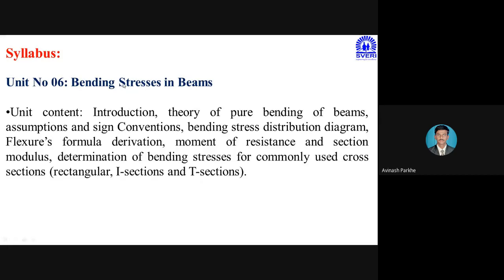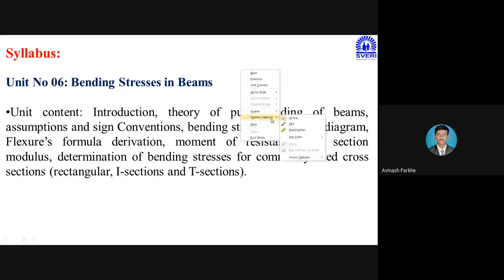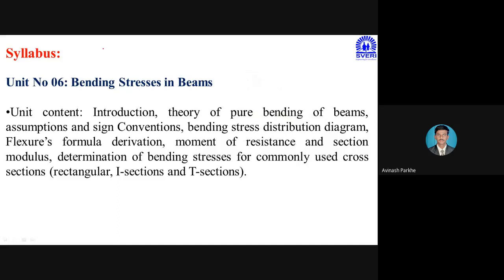We have to derive one formula, and that formula is called the bending stress formula. So which formula do we have to derive actually? Let us see here. M upon I is equal to sigma upon Y is equal to E upon R. So this is the bending stress formula. M upon I is equal to sigma upon Y is equal to E upon R.